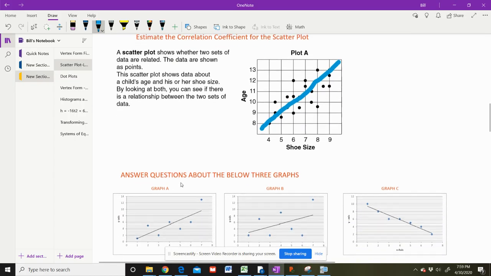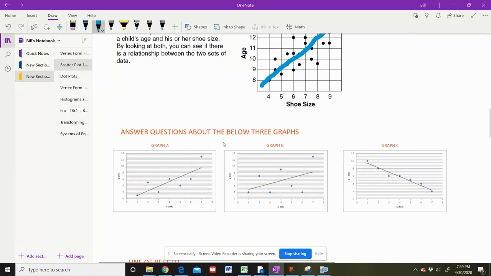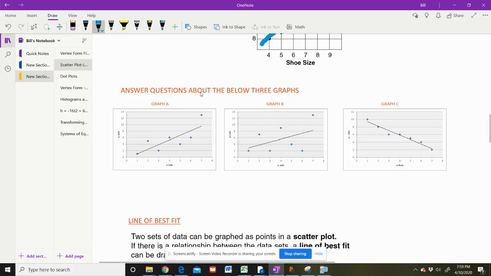All right, now that you're back, I'm going to, again, have you guys just answer some questions about the below 3 graphs. So graph A represents this one. Graph B represents this. Graph C represents this. So I'm going to stop now on Edpuzzle. You guys will answer a couple questions about each graph, and then we'll come back for our last section on line of best fit.